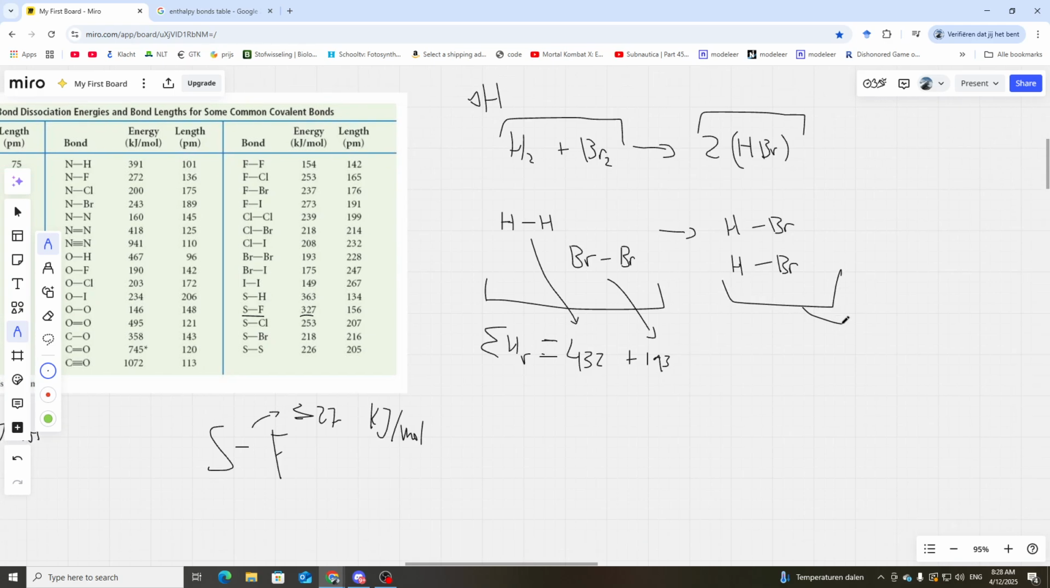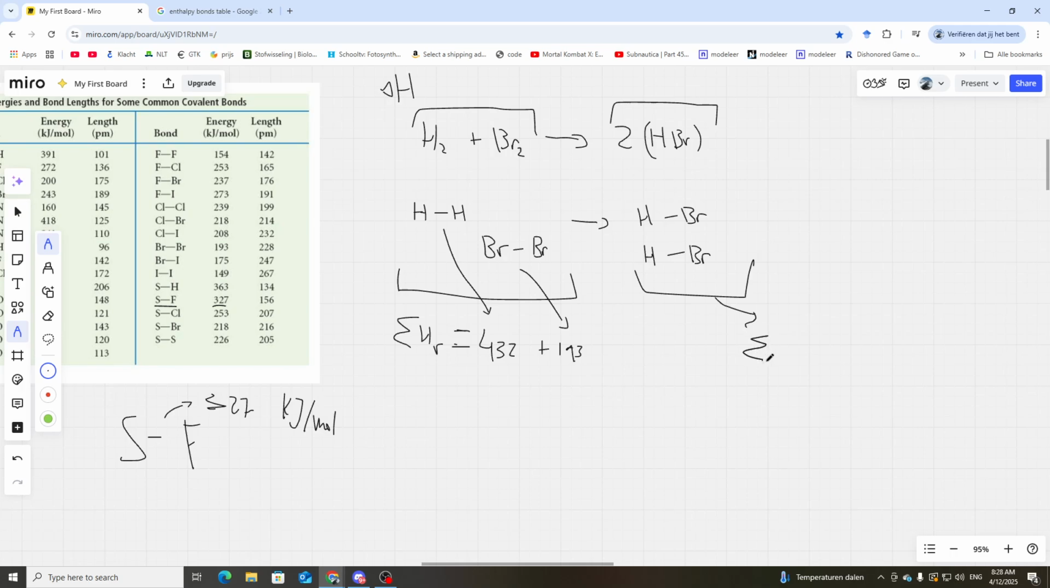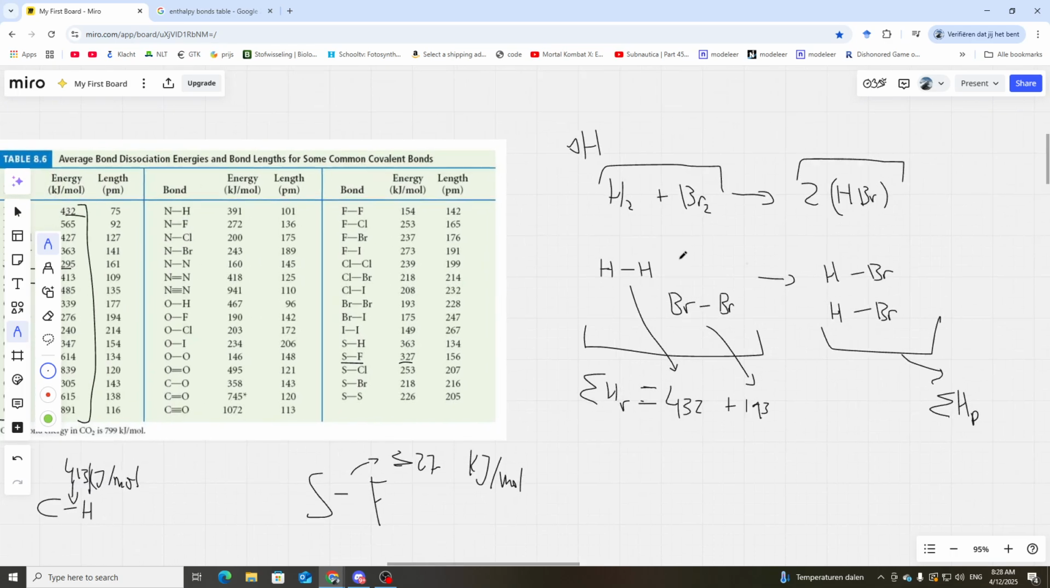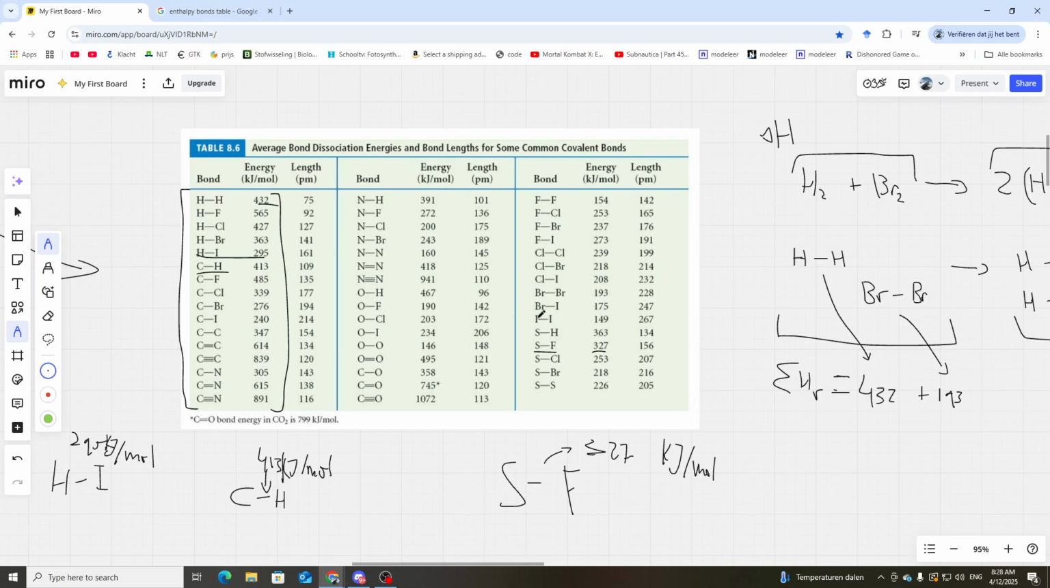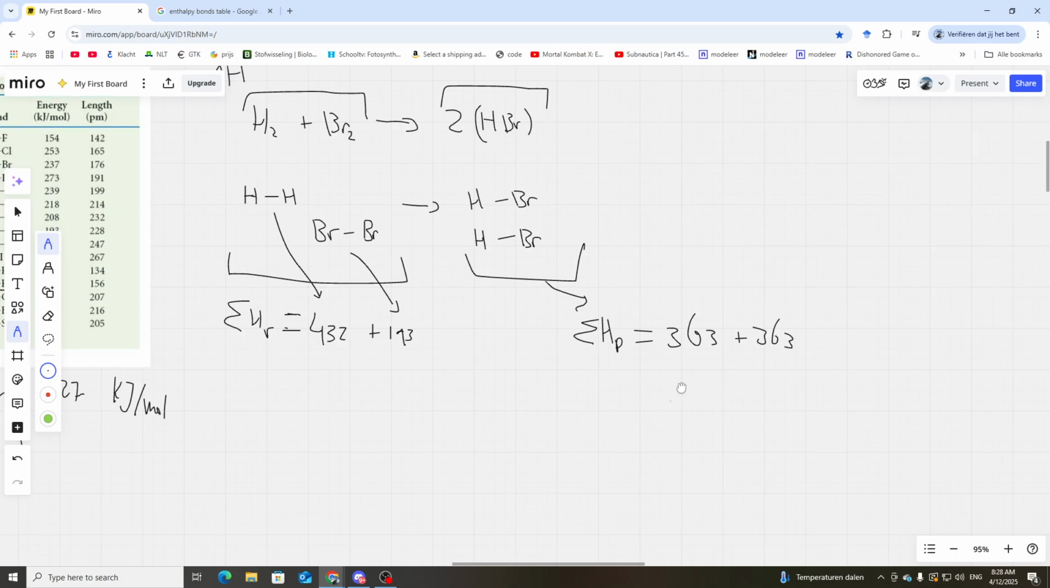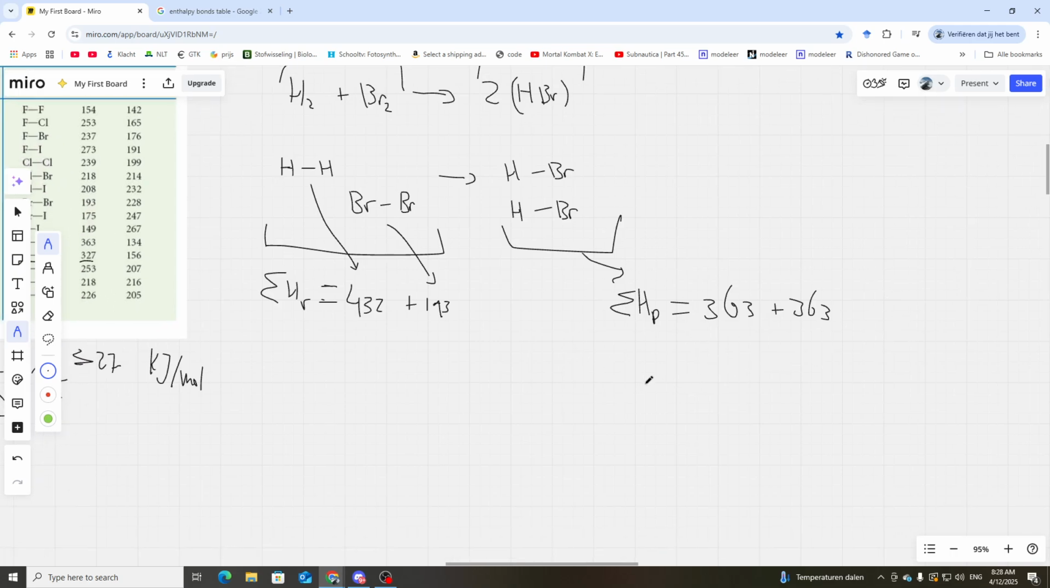Now let's look at the sum of enthalpy of my products. I have two HBr bonds. What's an HBr worth? Bear with me. HBr, 363. So we have 363, but we have that twice, so times 2, or just add another one of those. This is the sum of my products.